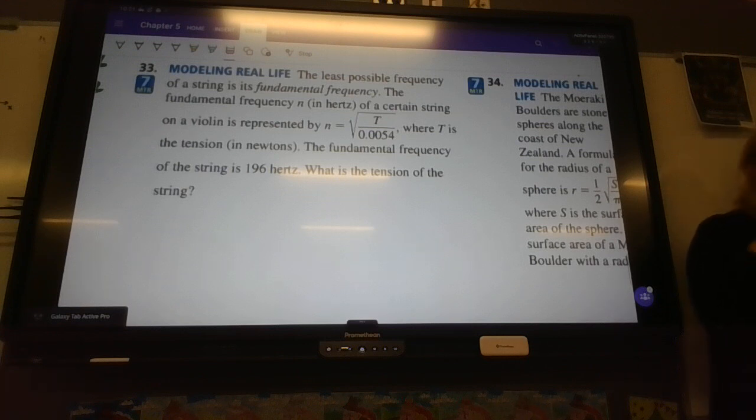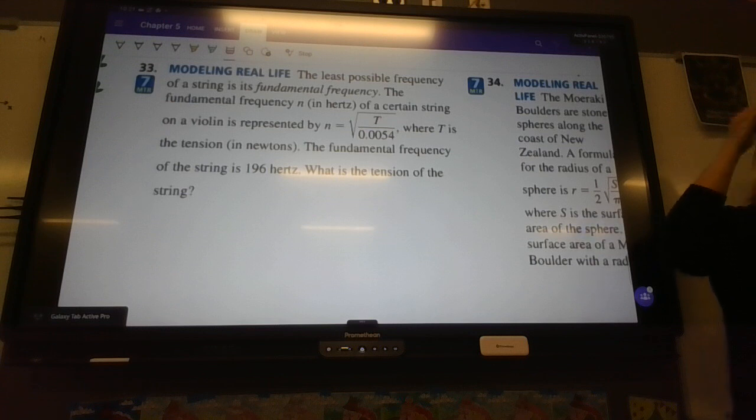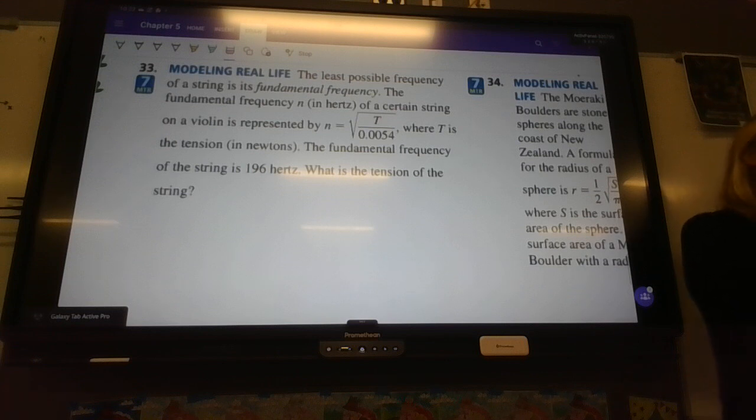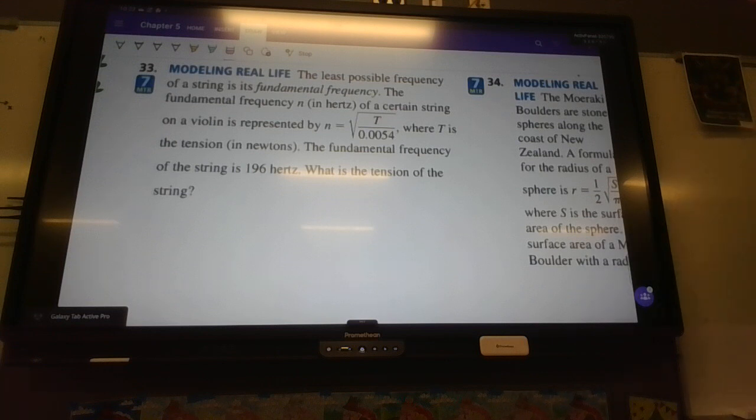So it's interesting to think about how tight that string is, what wavelength it operates on, what its frequency is, and how it produces that noise, and then it goes into our ears and we perceive it a certain way. So the least possible frequency of a string is called its fundamental frequency. It's measured in hertz. I've heard of hertz before, of a certain string on a violin. And this is the function. It's another square root function. That's pretty applicable here. T is the tension in newtons of the string.